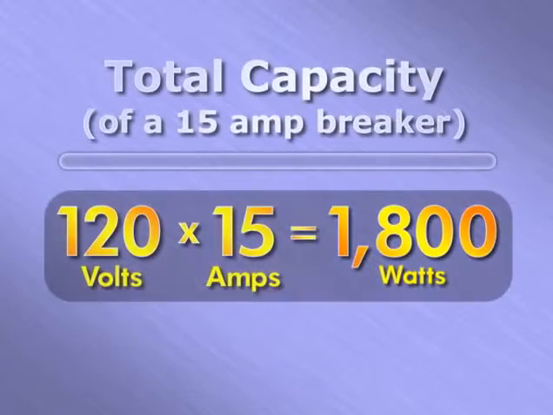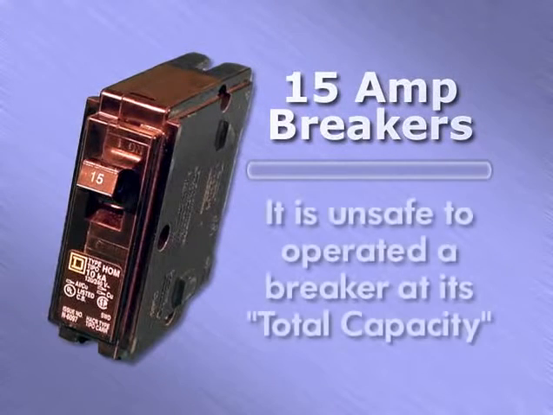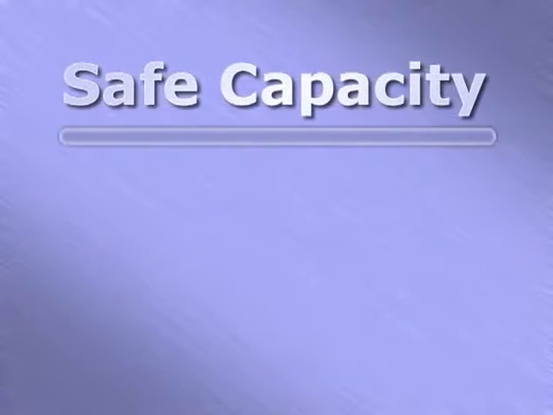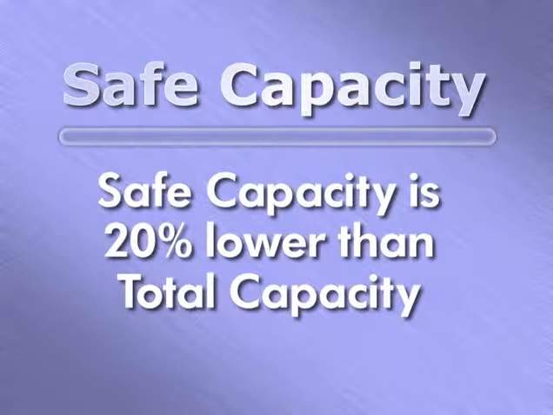1,800 watts of power is the total capacity of a 15-amp breaker. Always be safe and conservative when organizing your home circuits. Even though a breaker may have a rating of, say, 15 amps, it is unsafe to operate a circuit at its total capacity. You should never exceed what is known as the breaker's safe capacity. A circuit's safe capacity is 20% lower than its total capacity.